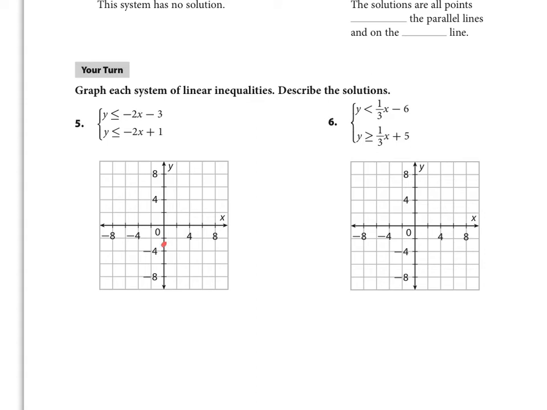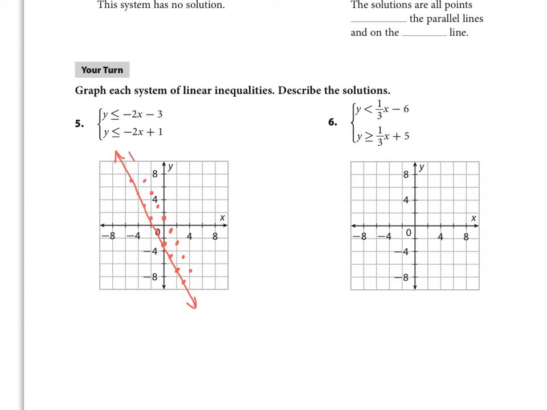I start at negative 3, and then it's a slope of negative 2 over 1. It's a solid line. So just to make my line accurate, I'm going to add some more points here. Same slope. Instead of going down 2, right 1, I can go up 2, left 1. And I get something like this. Again, solid line. The other line, I start at 1, and it's the same slope. So down 2, right 1, or I could go up 2, left 1.